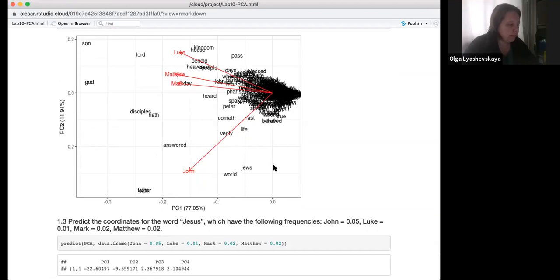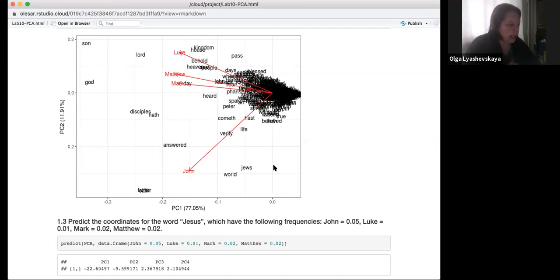What can we do now? We can just use the predict function to predict the coordinates for the word Jesus. As you probably remember, we excluded this word from the study before, and our PCA space was constructed without it. But now, since we know its frequencies in all four texts, we can add it to our plot. This is a supplementary point technique we will use in the next lab as well for categorical data. Sometimes very frequent words can distort our space.